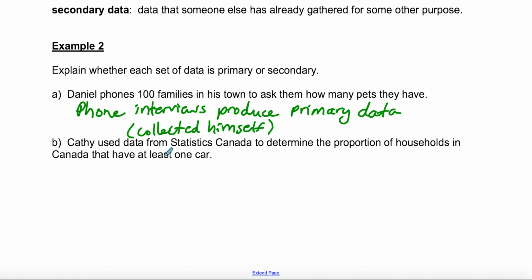Kathy used data from Statistics Canada to determine the proportion of households in Canada that have at least one car. Kathy is using the data from StatsCan. There are statisticians who have collected that data, but she didn't collect it herself. So this is secondary data.